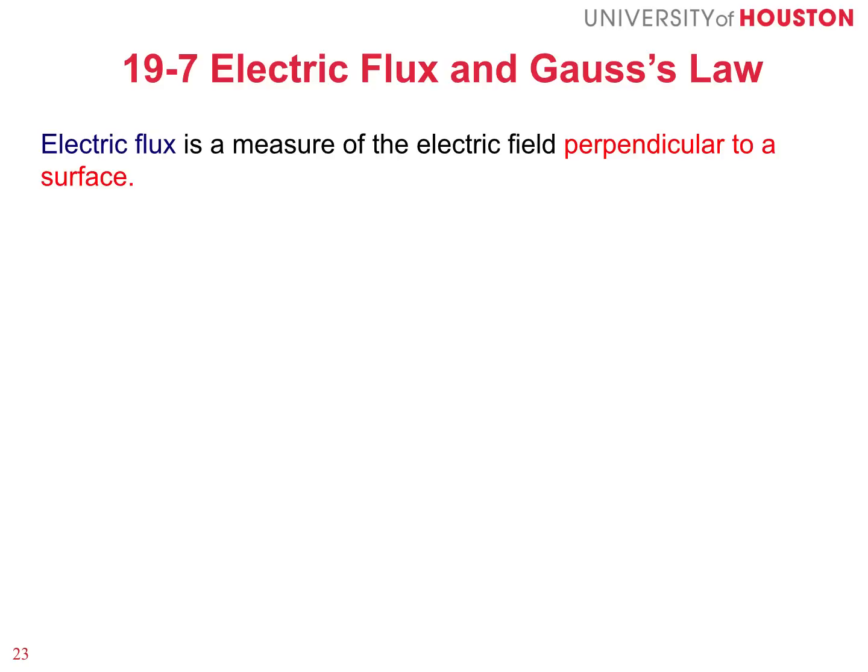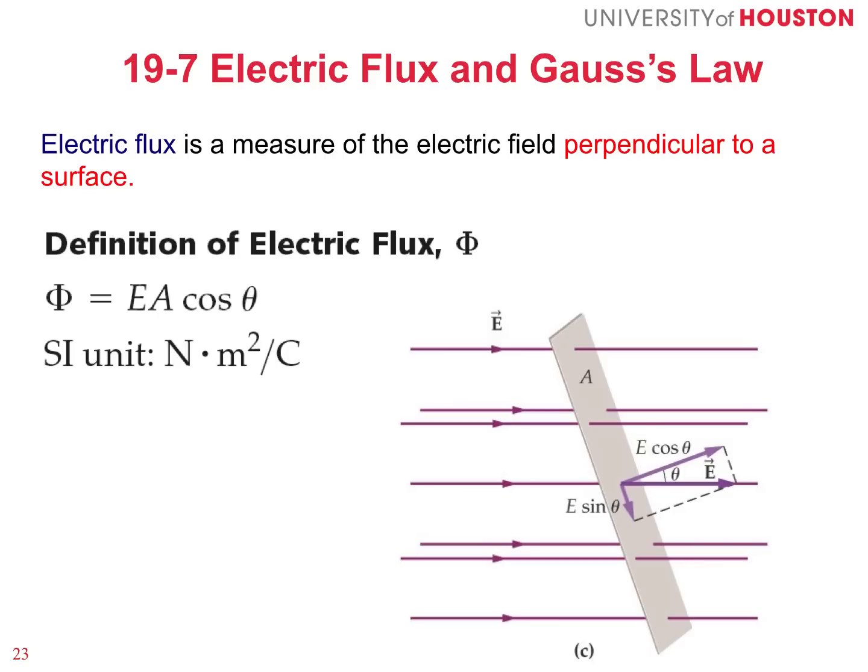The final section in this chapter will be about electric flux and Gauss's law. Electric flux is essentially a measure of how much electric field passes perpendicular through a surface of a given area. Its definition is equal to the magnitude of the electric field times the area times cos theta, where theta is the angle between the electric field vector and the normal vector to the surface that we are interested in.